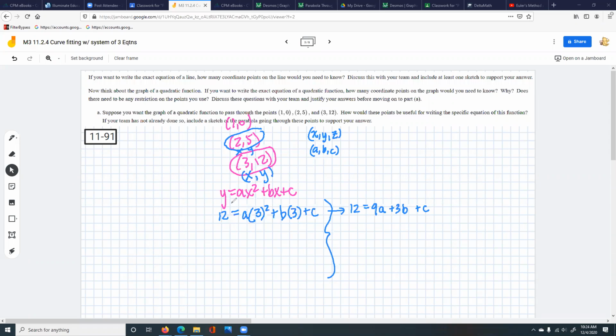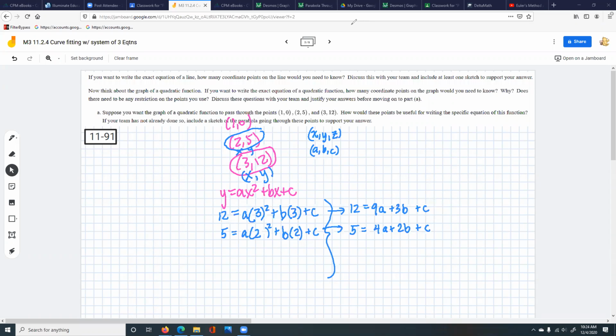So we're going to start with y, which is 5. So 5 equals, we don't know what a is, times x. X is 2. 2 squared, plus b, we don't know what b is. X is 2 again, plus c. Okay, I'm going to simplify this equation. I'm going to multiply out that 2 squared. So 5 equals 4a plus 2b plus c. Okay, we squared that 2, that's 4a, multiplied by 2 for b, and plus c. So I used the second point.